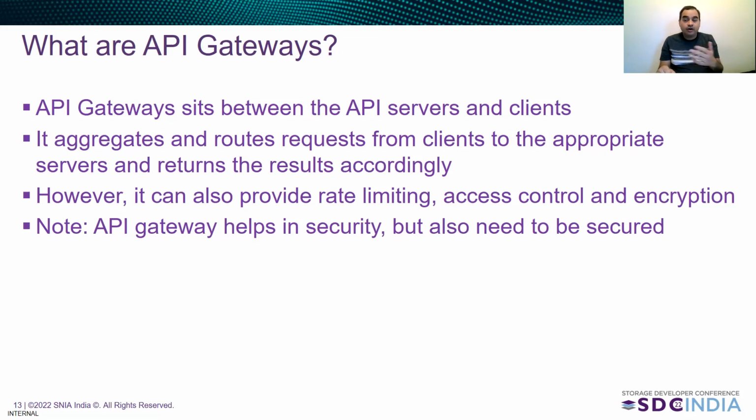Of course, they are costly. And this last point: an API gateway helps in security, but it also needs to be secured. Again, that's one point of failure, plus it can lead to massive breaches. But as I said, it can be very good for security implementation when it can do rate limiting, access control, encryption, and other things for you. Even logging. Sorry, I missed out on logging.